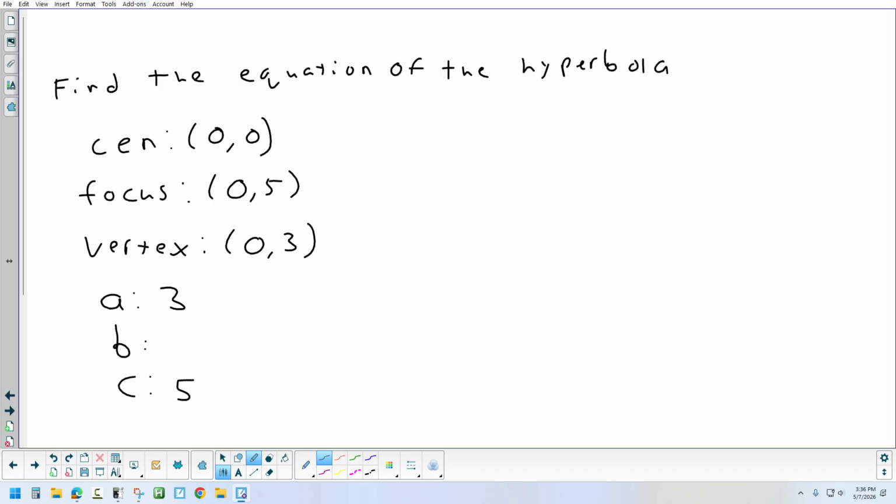But the equation has a B in it, so we need the formula that connects A, B, and C. C squared equals A squared... C squared equals, what is it for a hyperbola? Is it A squared plus B squared? A squared plus B squared.